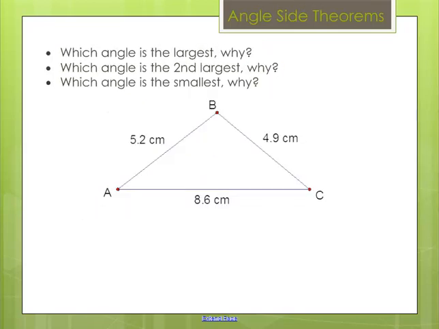So trying to go the other way, we're trying to match: if 8.6 is my biggest side, that means my biggest angle is angle B. Biggest side goes with the biggest angle, smallest side goes with the smallest angle. The second largest is the second largest. Across from it is angle C, and angle A is the only one not used, and it's the smallest angle because the side across from it is the shortest.